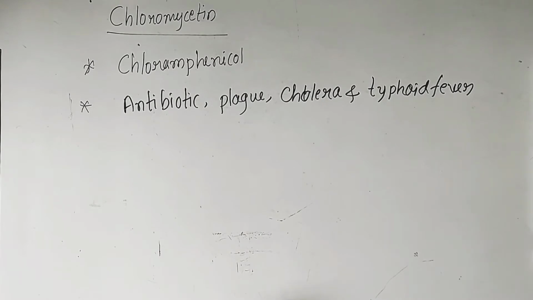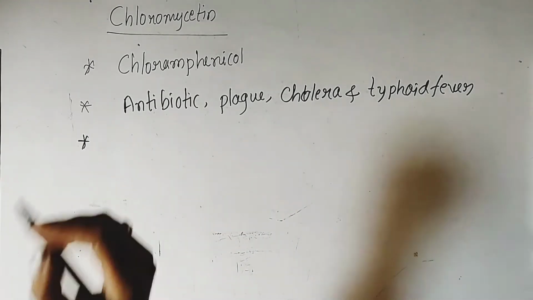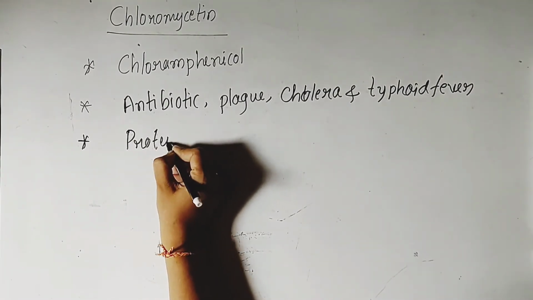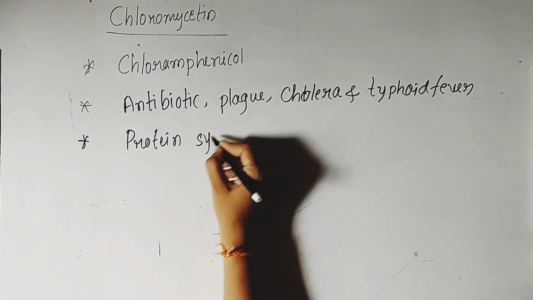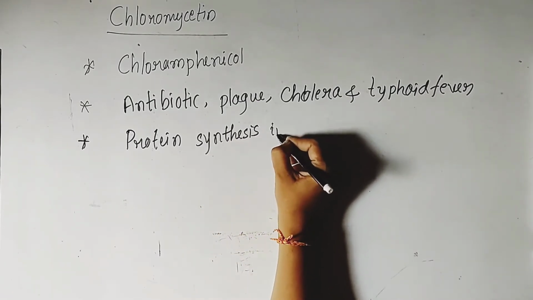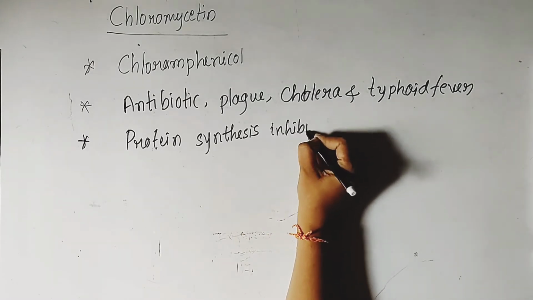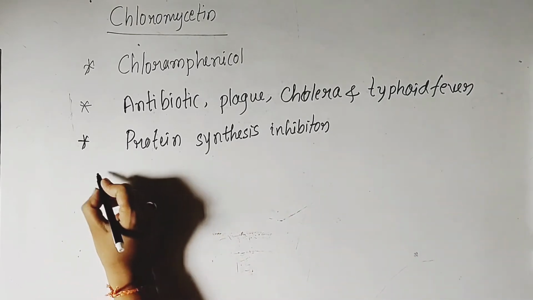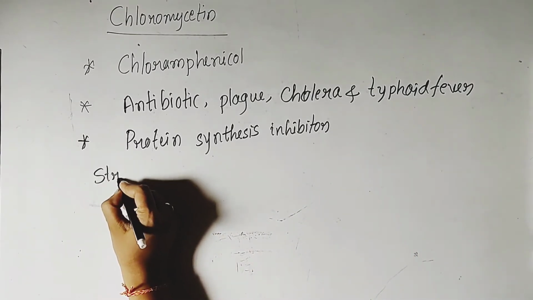Next, chloromycetin is also called a protein synthesis inhibitor. So here first I will write the structure of chloromycetin.